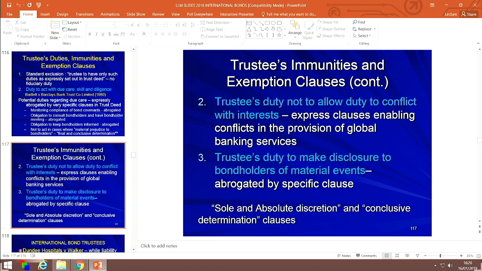Thirdly, any duty that the trustee has to make any information disclosure to bondholders of the occurrence of any material events which it becomes aware of, which is a duty which would arise in a normal trust deed, has once again been abrogated by a specific clause which says the trustee shall have no duty to make any disclosure to the bondholders with regard to the occurrence of any events which are material to the bond or the bondholders. Abrogated again.